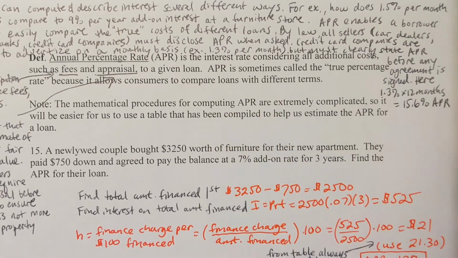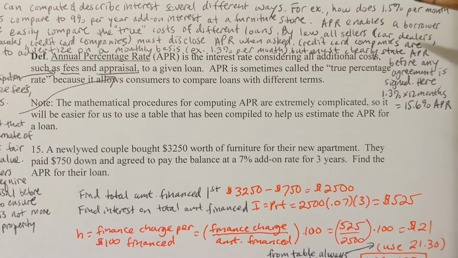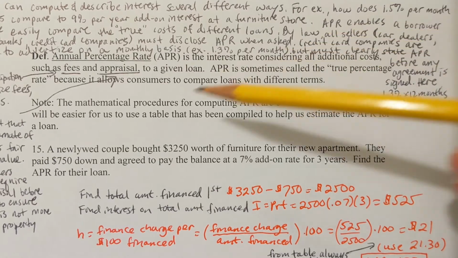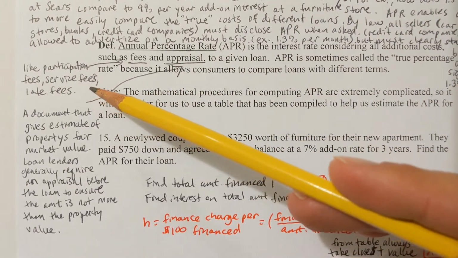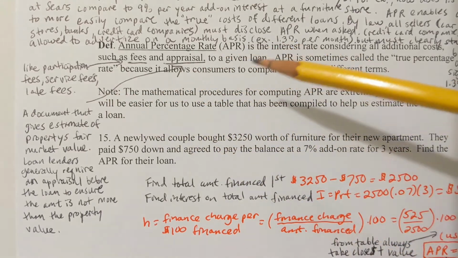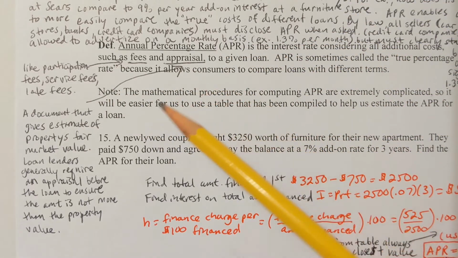I got a definition there for APR. Annual percentage rate is the interest rate considering all additional costs such as fees. And what I mean by fees are participation fees, service fees, late fees, any sort of fees that they'll get you with, and an appraisal applied to a given loan.